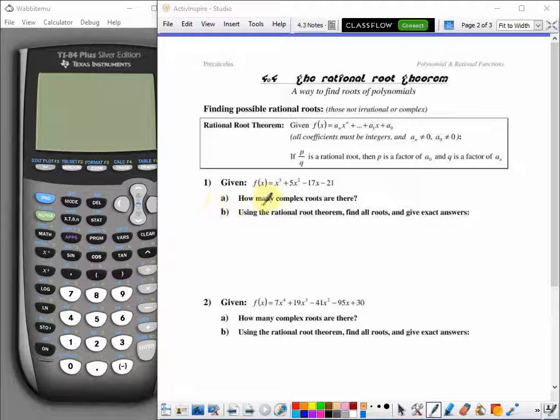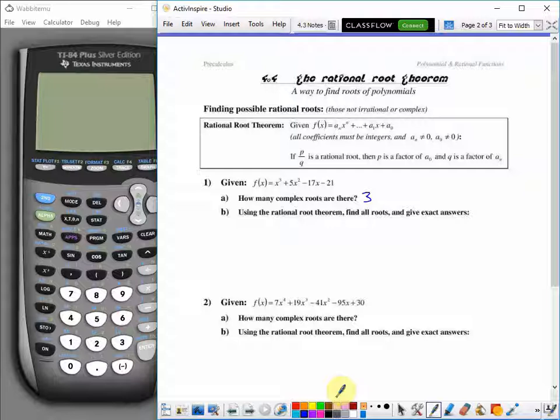And number one, how many complex roots are there? Well, this is a third degree polynomial because it starts with x cubed. Therefore, there will be 3 complex roots. They might all be rational, they might all be real, they might not be real. So there's possibilities of different types of roots, but we're going to start with the rational roots.